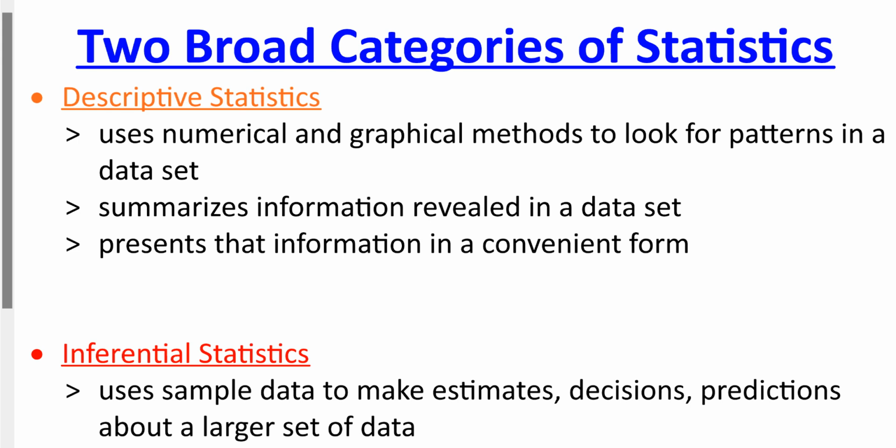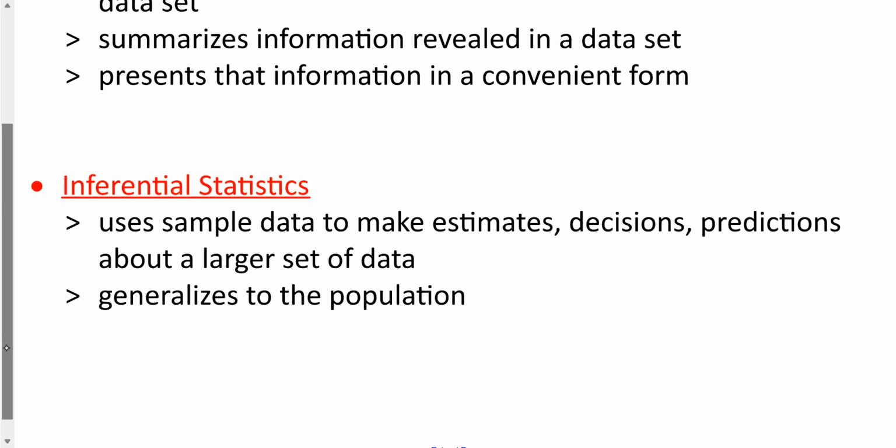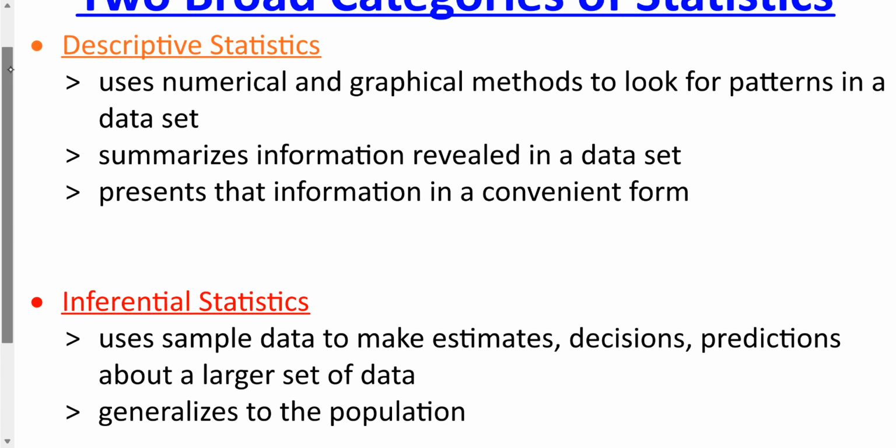Descriptive statistics summarizes information revealed in a data set. It presents that information in a convenient form. Whereas inferential statistics will take data and use it to actually make inferences. So make estimates, decisions, predictions about larger sets of data and generalize to a population if certain things are met. So that's kind of the difference. It's actually looking at describing the hard data versus using the data to do something else.